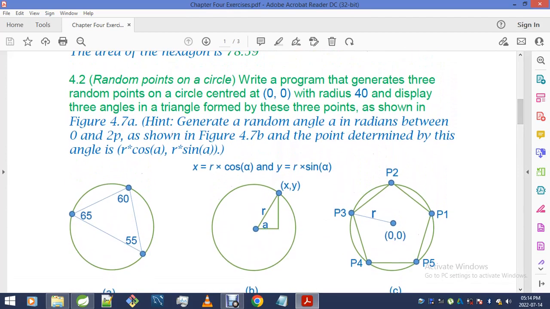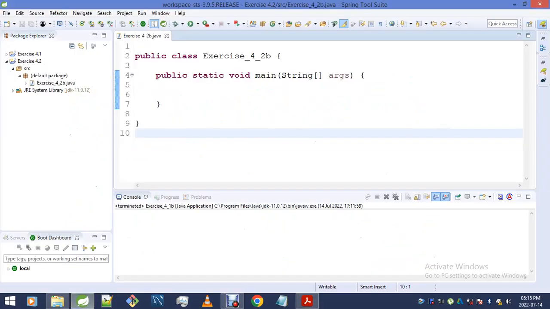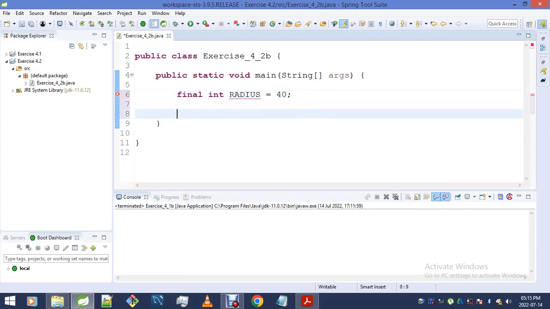Gotta write a program that generates 3 random points on a circle centered at the origin with radius 40 and display their angles in a triangle formed by these 3 points as shown. Okay, let me not waste much of your time, you guys. Let's do that. Final double radius equals 40. Again, guys, I'm only gonna give out a single solution on this problem.